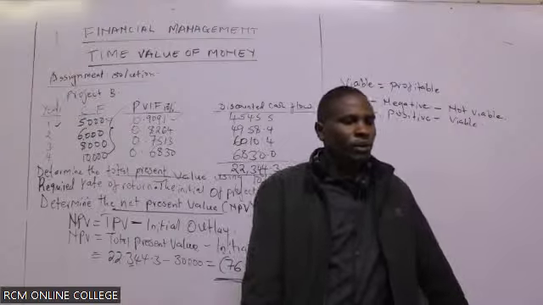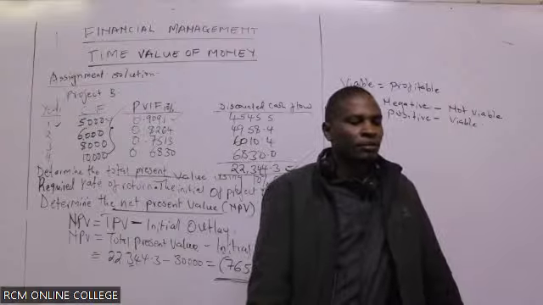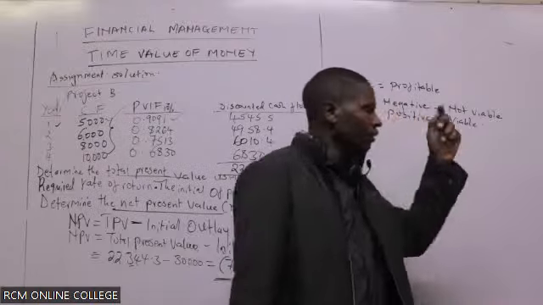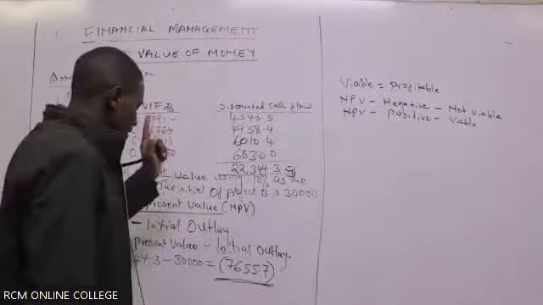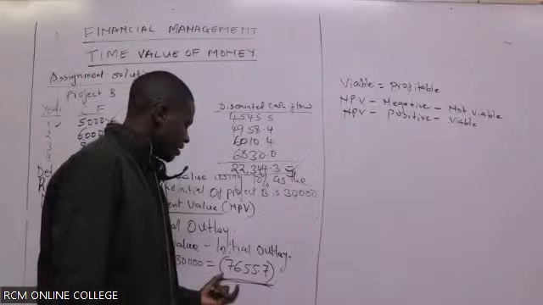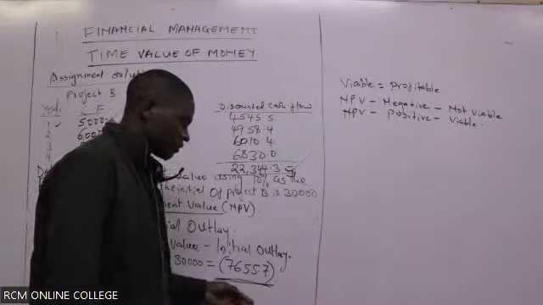Naomi anatuambia no. Naomi anatuambia hapana. Exactly. It's a no, because you see, the NPV that we get in here is a negative. And this means that this project is not viable. This project is not profitable.